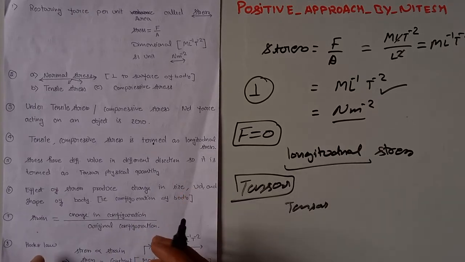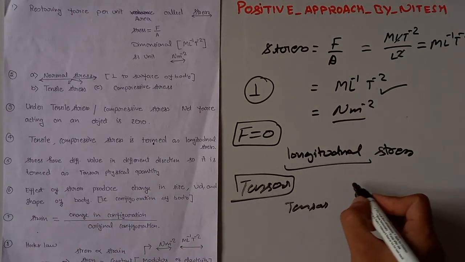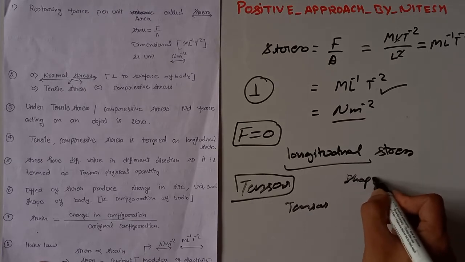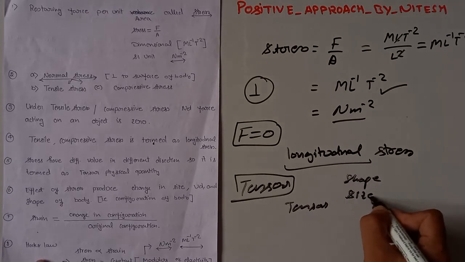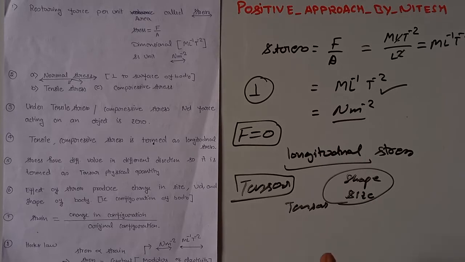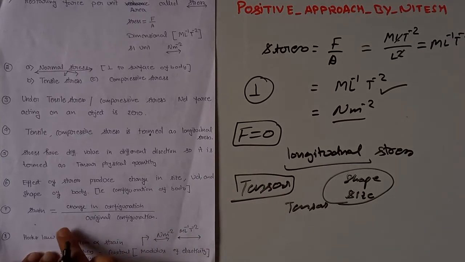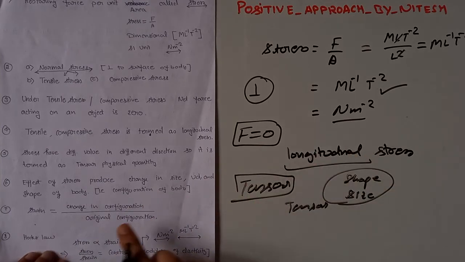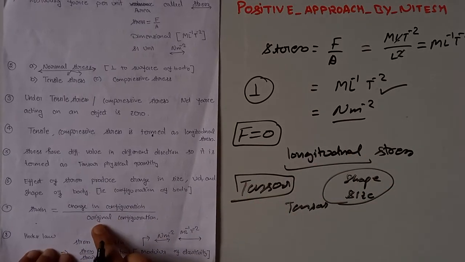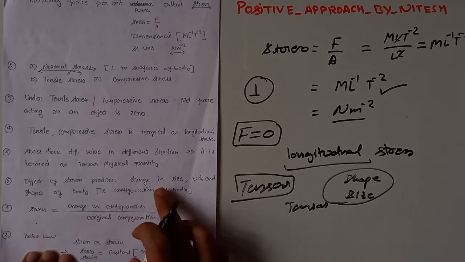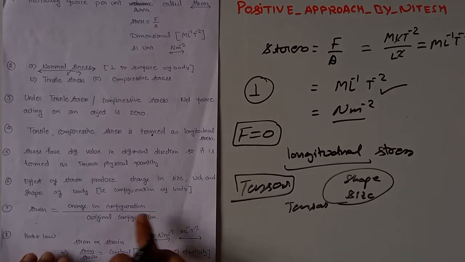What is the effect of stress? The effect of stress is to produce a change in shape and size of the body, that is the configuration of the body. It will change the whole configuration of the body. And what is strain? Change in configuration relative to the original configuration is called strain.